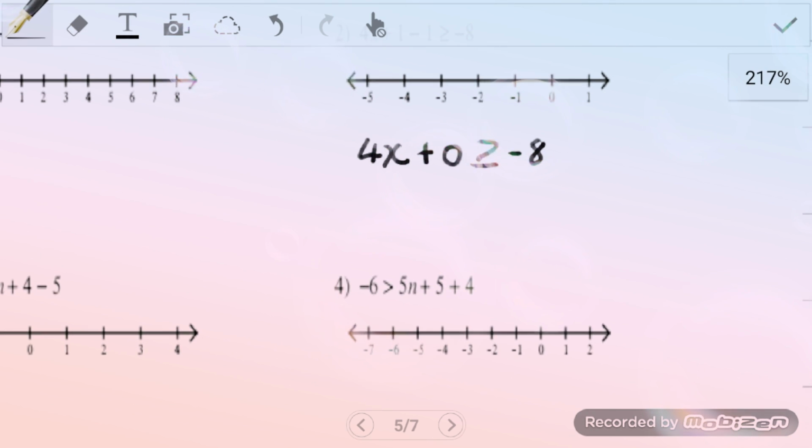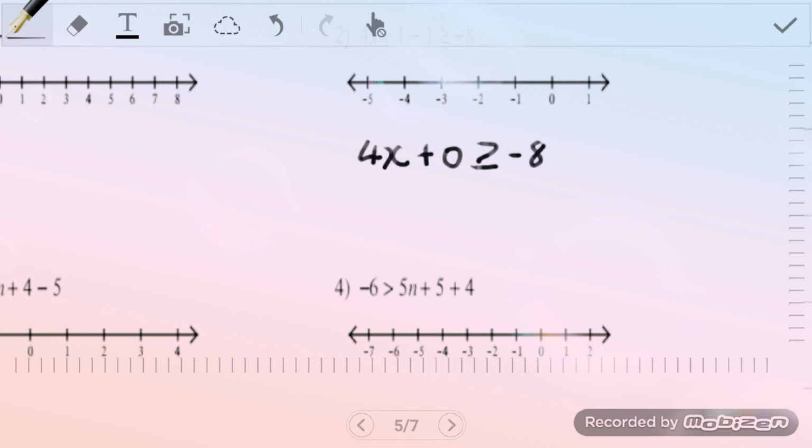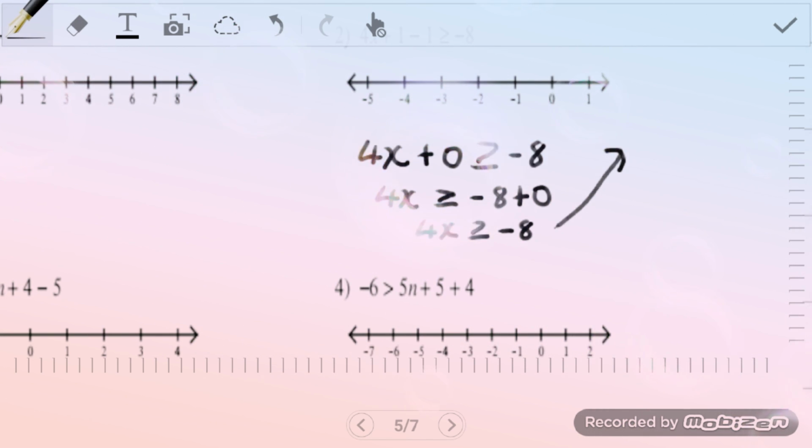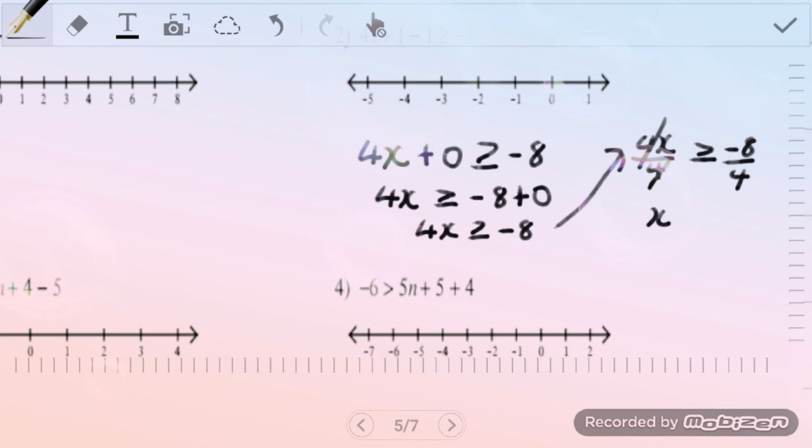Now, if we go right ahead here and we transpose the plus 0, you find that we end up with 4x is greater than or equal to minus 8 plus 0. So that's 4x is greater than or equal to minus 8. Now if we go ahead and balance both sides of the equation by dividing by 4, you're going to find that x now is greater than or equal to minus 2.